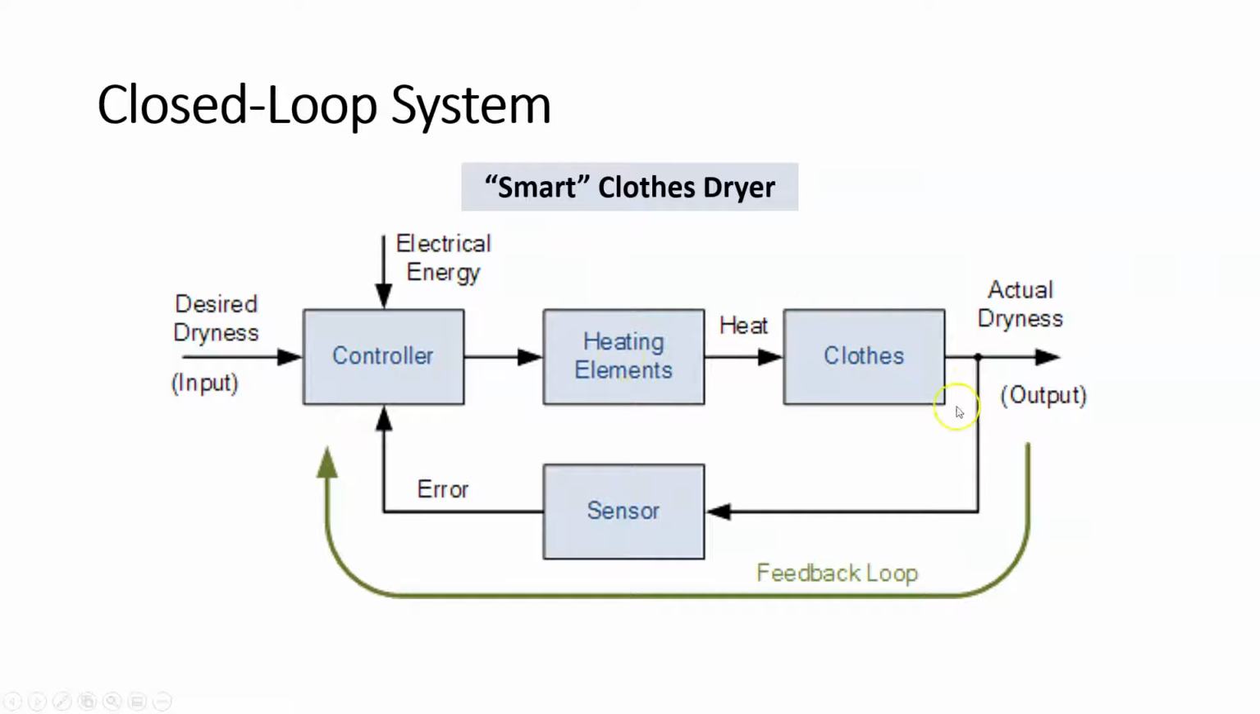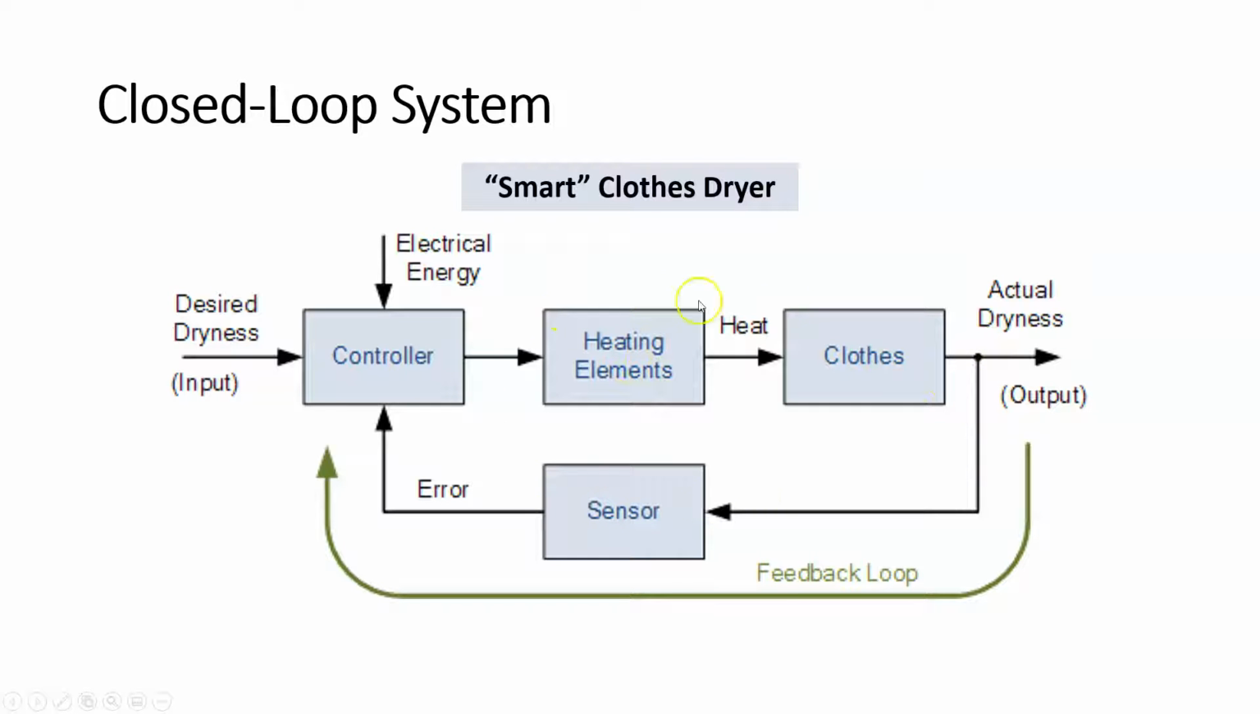It's going to continue in this feedback loop until finally the sensor senses that the clothes are at the desired level of dryness. At that point, the electrical energy is stopped. The heating elements turn off. The clothes dryer stops tumbling, and the clothes are done.